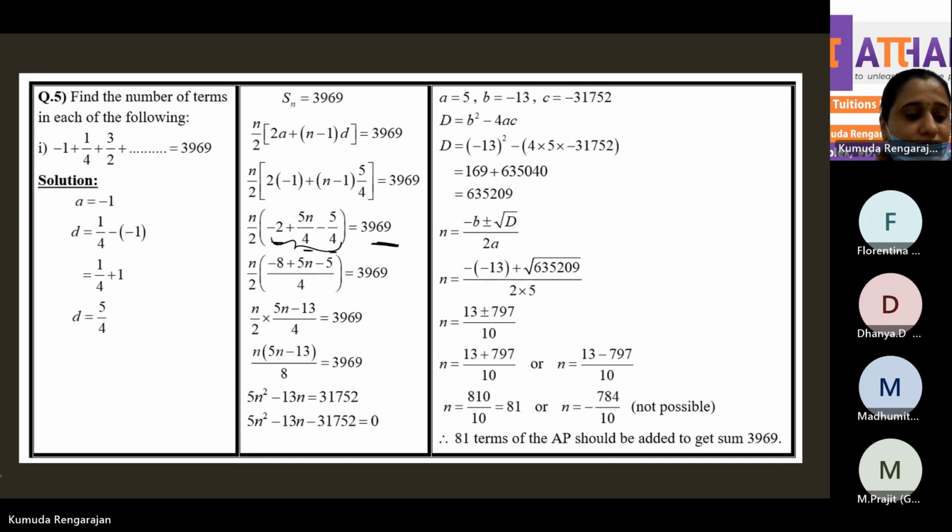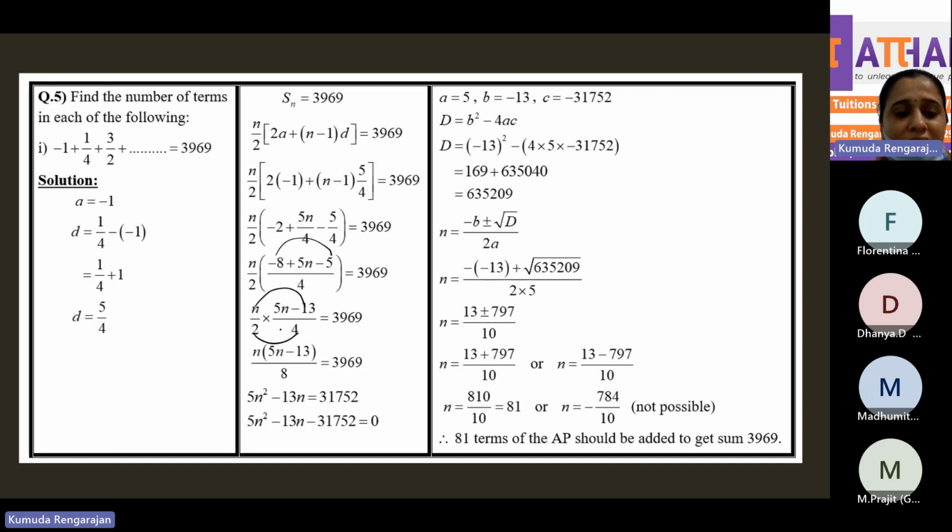All right. So after the common denominator, we have minus 8, minus 5, which is minus 13. Correct? So 5n minus 13 by 4. N by 2 into 5n minus 13 by 4 is equal to 3969. So now I'm multiplying the numerators, multiplying the denominators. So n into 5n minus 13 by 2 fours are 8.